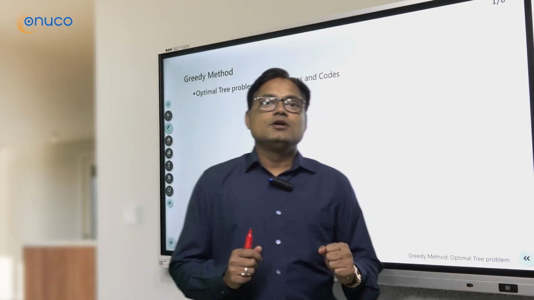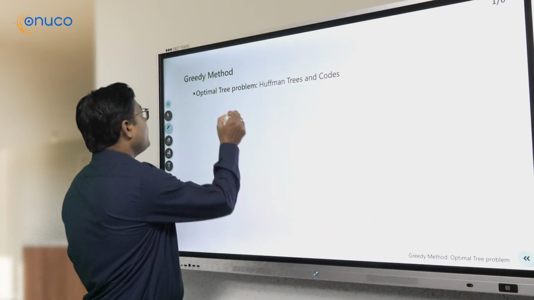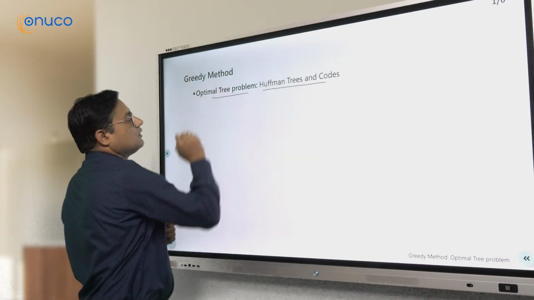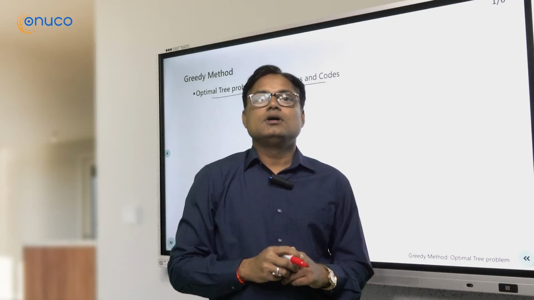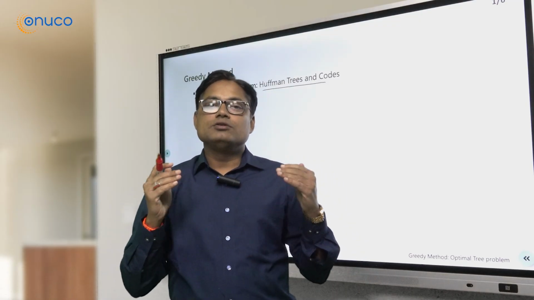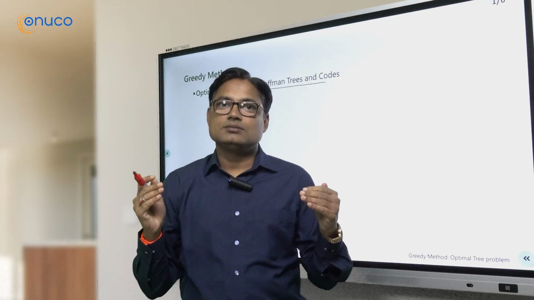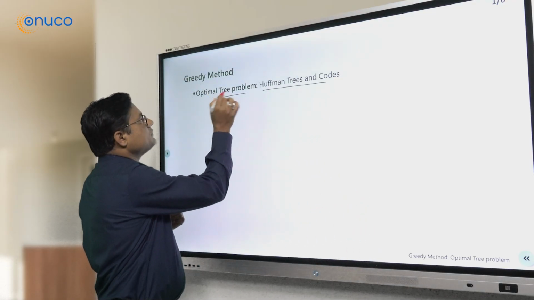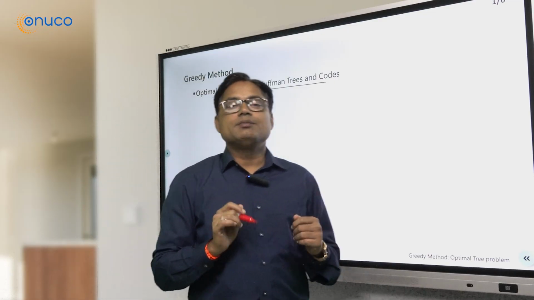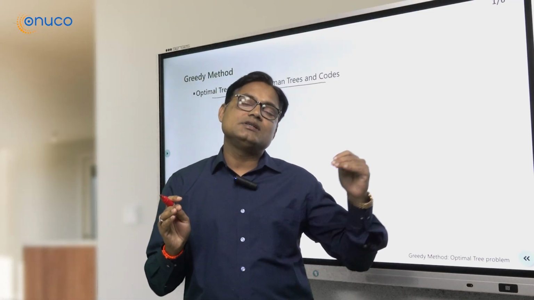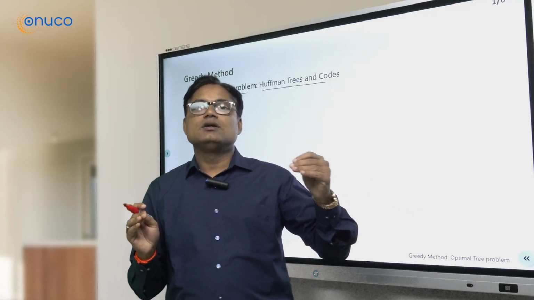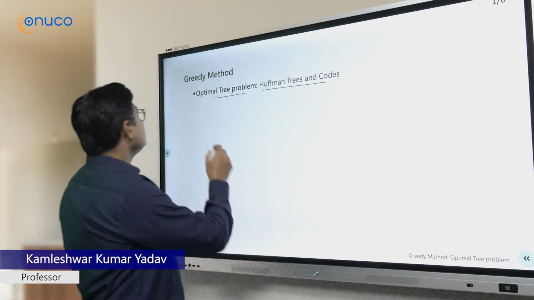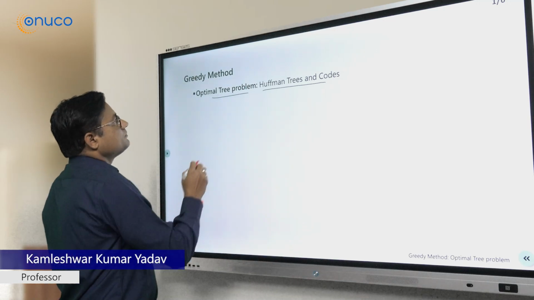Hi friends, now we are going to learn optimal tree problems, Huffman tree and codes. In the greedy method, we are going to discuss Huffman code and why it is required. We can see that there is the optimal tree problem. Remember, the tree problem is what? As we know, trees are acyclic graphs, and the number of edges will be one less than the number of vertices. But why is it called optimal?